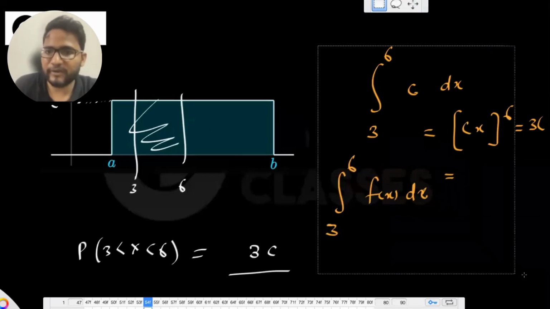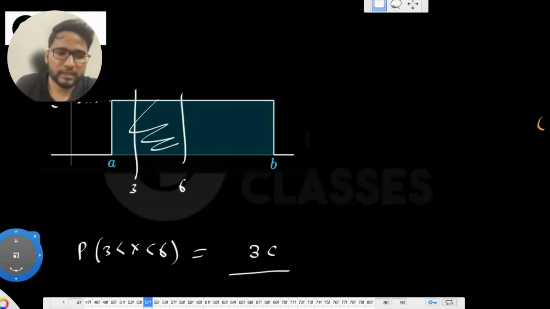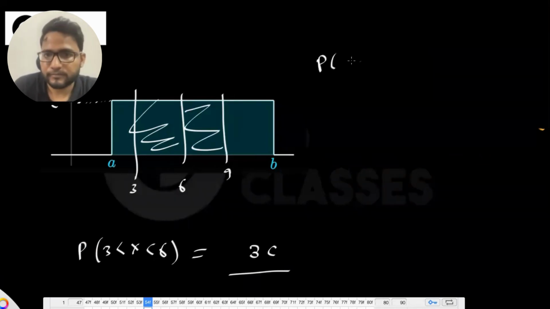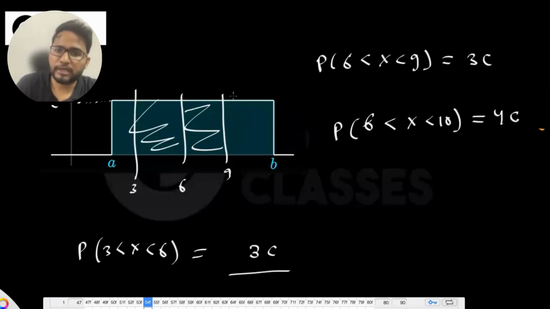Now, the other thing is that if I ask you what is the probability in between 6 to 9, then since this width is 3 and the height is C only, you will say the probability of being in 6 to 9 is 3C only, right? Now tell me what is the probability in between 6 to 10. You will say it is 4C actually, because the width is 4, so that's why it is 4C.